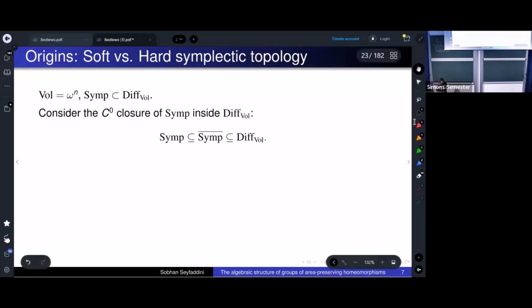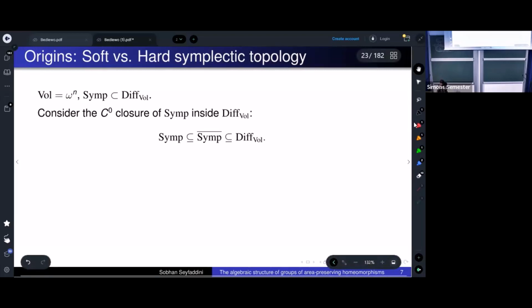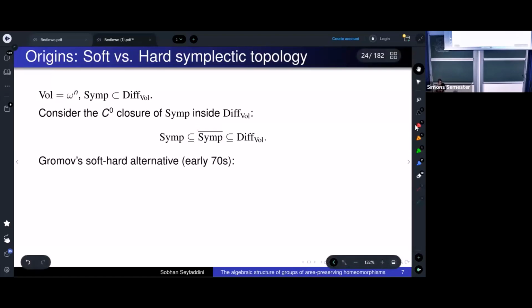Now let's consider the C0 closure of symplectomorphisms taken inside the group of volume preserving diffeomorphisms. That's what this object here is: Sympar is the closure of the symplectomorphisms inside the volume preserving diffeomorphisms. These are those diffeomorphisms of the manifold which can be approximated in the C0 topology, compact open topology, uniform topology, whatever you want to call it, by symplectomorphisms. So a priori, you obtain some object, Sympar, that sits in between the two. It contains at least the symplectomorphisms, and it's contained inside the volume preserving diffeomorphisms. The question is, where does it sit between the two?